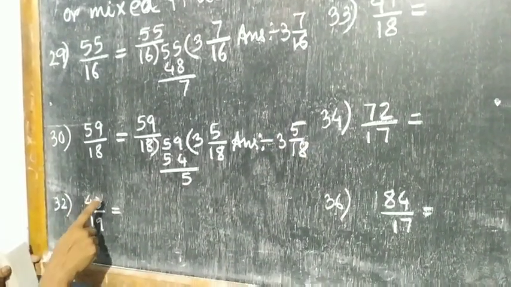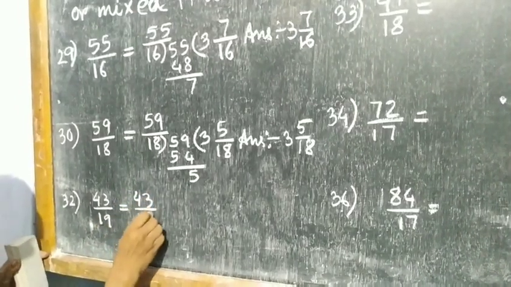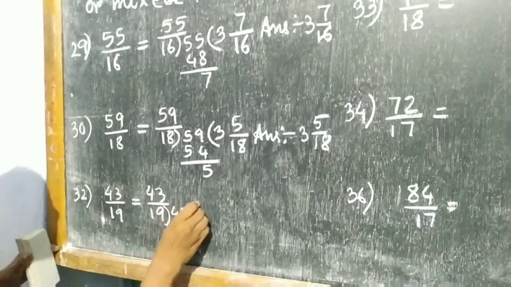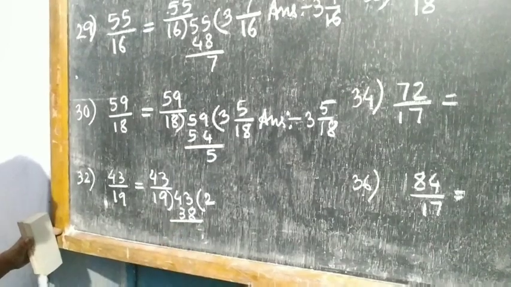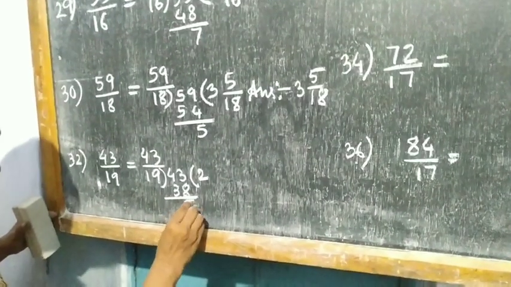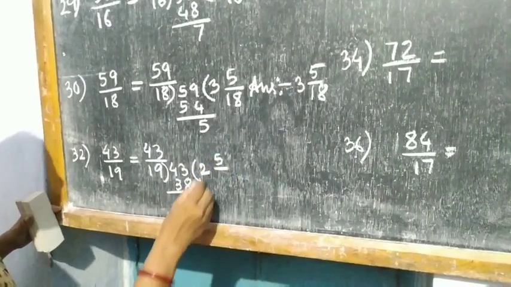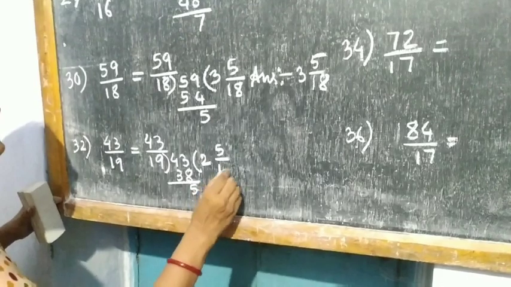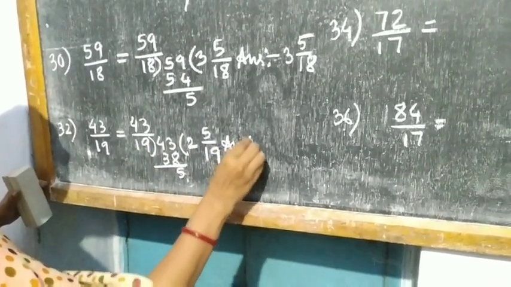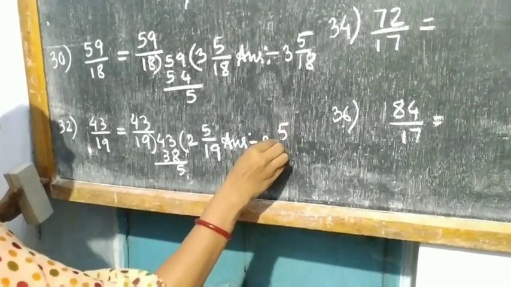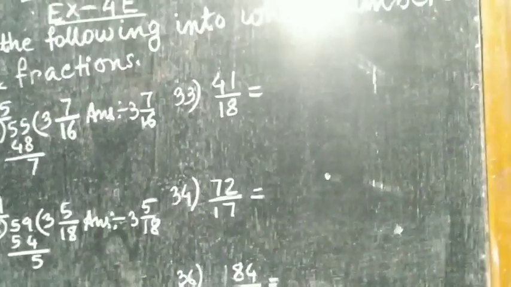Next sum number 32, 43 by 19. So you divide 43 by 19. So 19 twos are 38. So 43 minus 38, 5. So this 5 will come in the numerator and 19 will come in the denominator. So answer 2 5 by 19. Again 2 5 by 19 is also a mixed fraction.